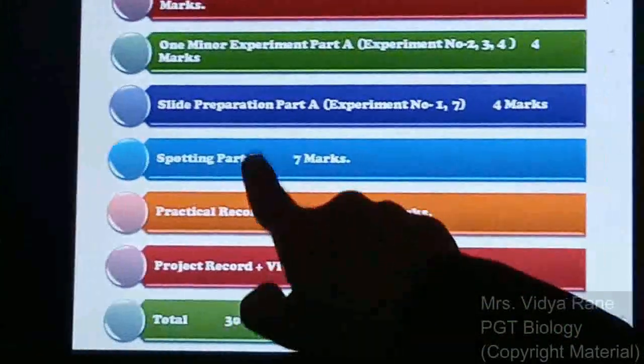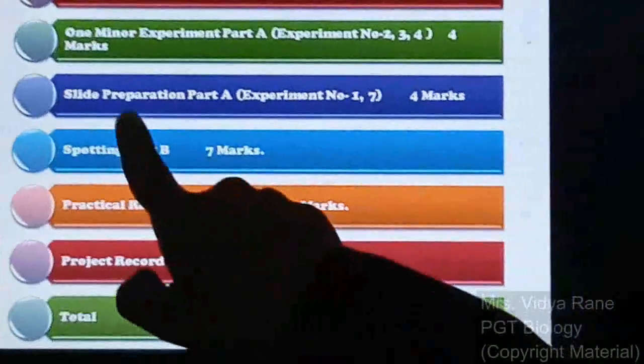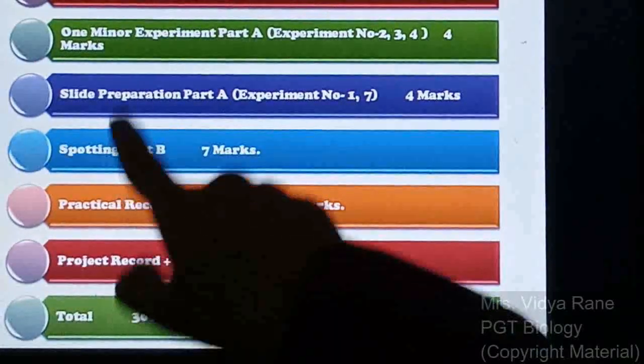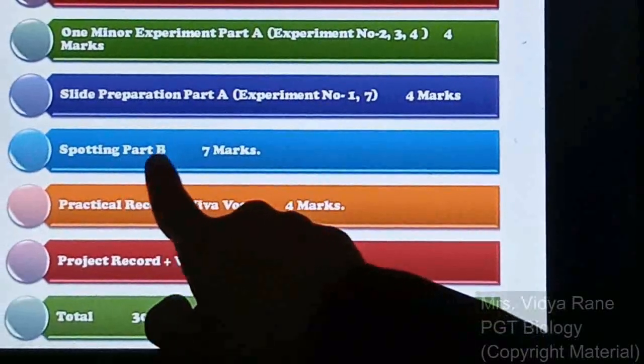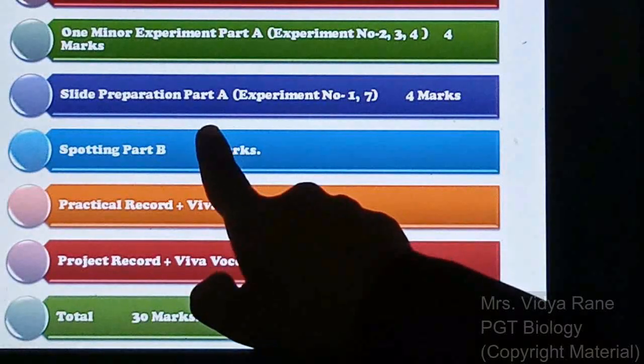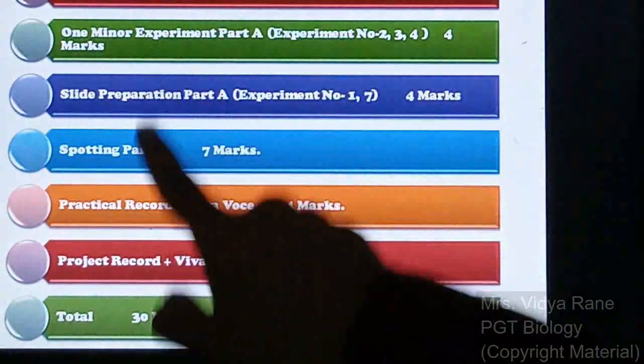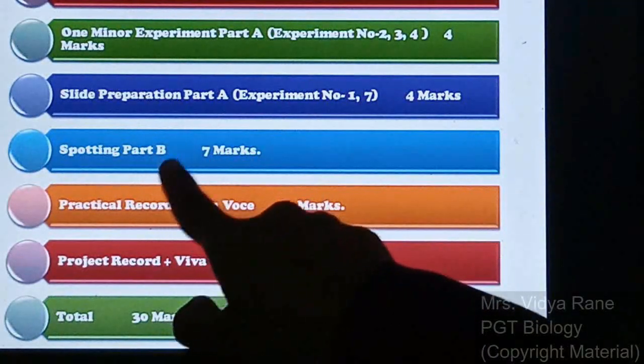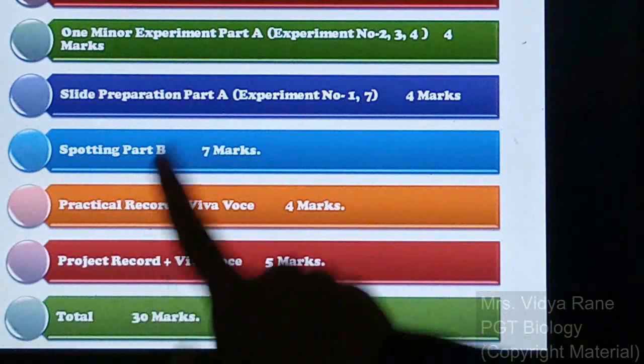The next is spotting. This question number 4 is fully based on part B, and the other 3 questions are from part A. So this is the spotting, which carries 7 marks.